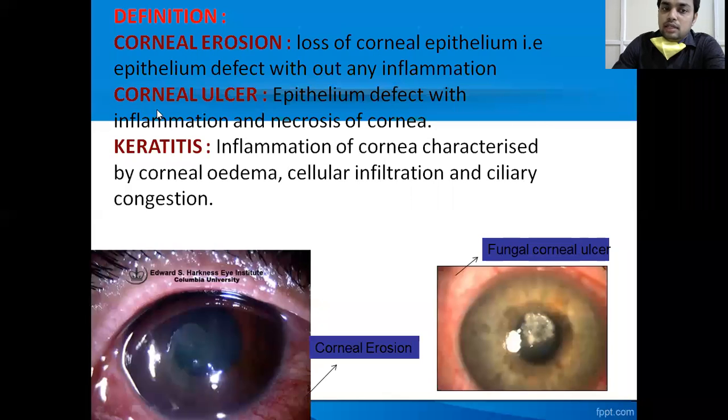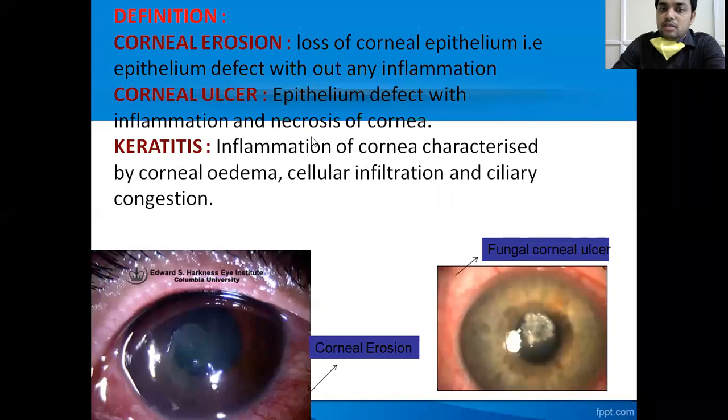The next term is corneal ulcer. Ulcer consists of epithelial defect, inflammation, and necrosis of the corneal tissue. So only epithelial defect, we call an erosion. If it consists of epithelial defect along with inflammation and necrosis of the tissue, we call it a corneal ulcer. In keratitis, here we see inflammation, edema, infiltration, and ciliary congestion.